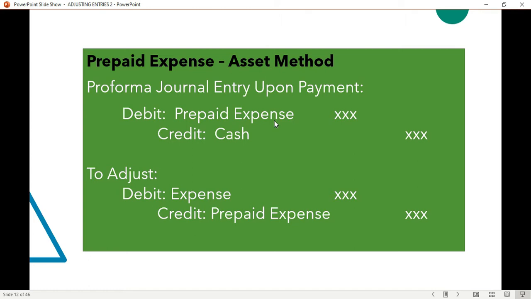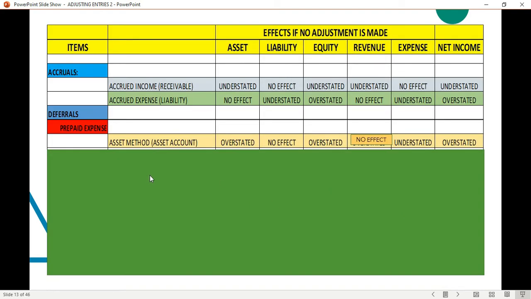Because at the end of the period, this prepaid expense will become a mixed account. Meaning a portion of it is asset and a portion of it, the expired portion, is an expense. So since it was an asset at the start, you need to recognize expense at the end of the period and reduce the prepaid expense.